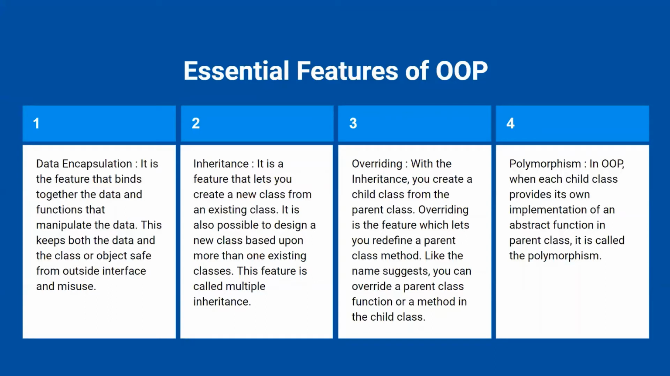Now we have overriding. With inheritance, you create a child class from the parent class. Overriding is a feature which lets you redefine a parent class method. Like the name suggests, you can override a parent class function or method in the child class. Then we have polymorphism. In object-oriented programming, when each child class provides its own implementation of an abstract function in the parent class, it is known as polymorphism.